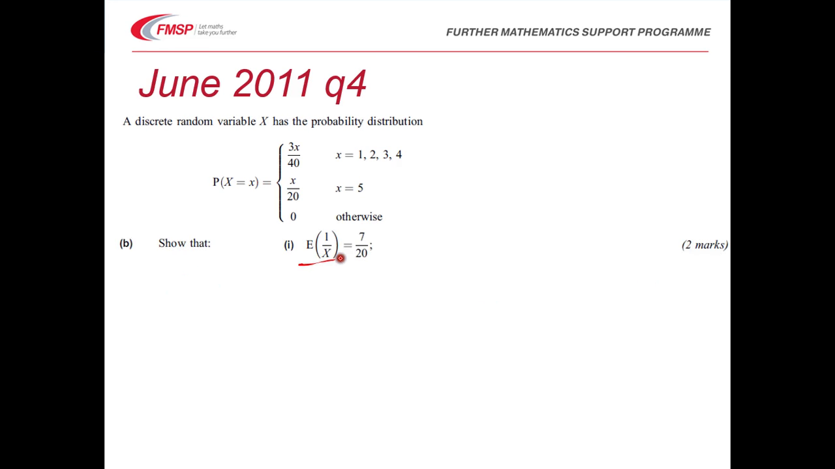So now we've got to show that question. This is a function, so E of 1 over x, quite simply, is going to now be the sum of 1 over x times p. We just replace x with the function in here.